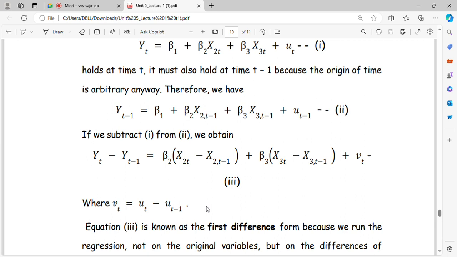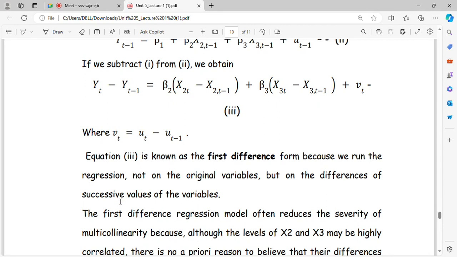This is known as first difference. Equation 3 is known as the first difference form because we run the regression not on the original variables but on the differences of successive values of the variables. By doing so, we can eliminate some kind of multicollinearity. Okay? Because due to time series data, there is collinearity, and we are doing this first difference to counter the problem.